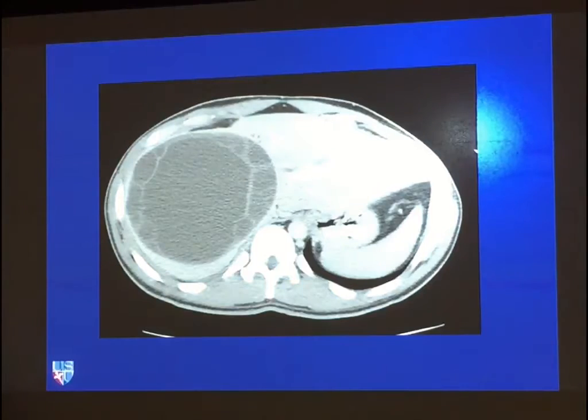So let's start off with case number 1. I'm not sure what your backgrounds are, so I'll just walk you through what we're looking at. This is an axial image on a CT scan after the administration of contrast. Can you see? Yes. So we can see a big lesion here occupying most of the right lobe of the liver. It's relatively low in density. And notice there are some things you might want to think about in the periphery of it.